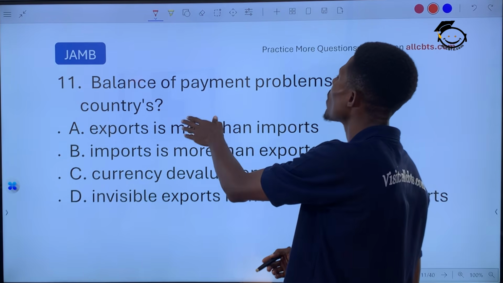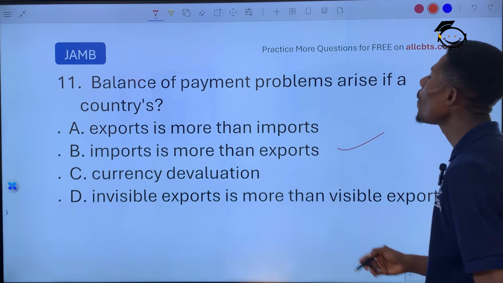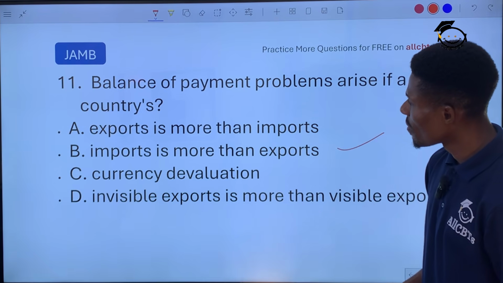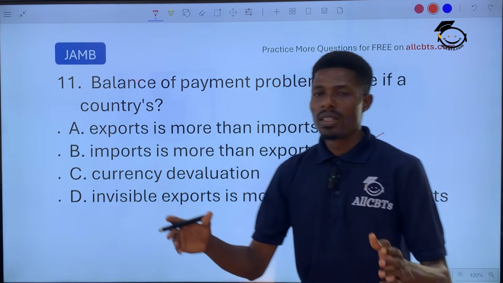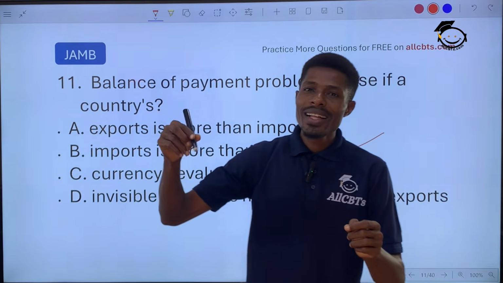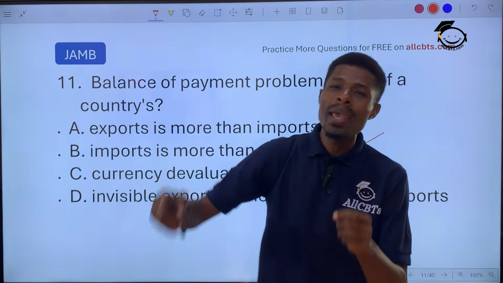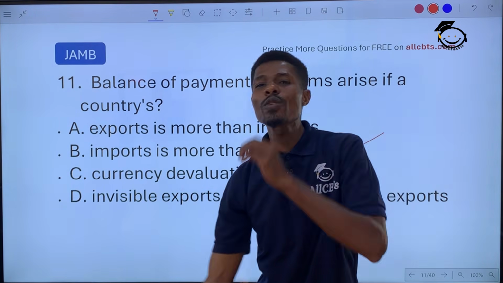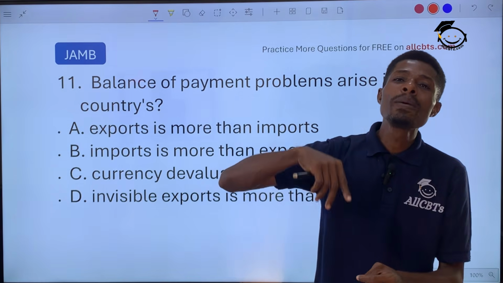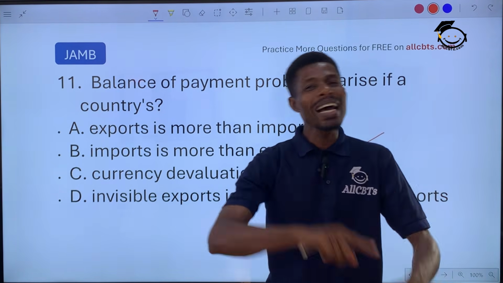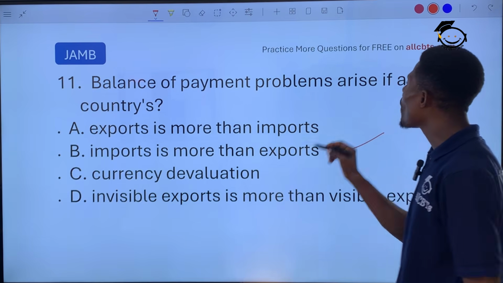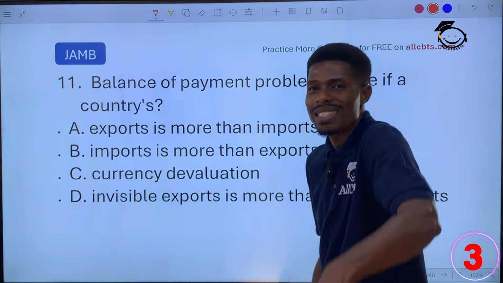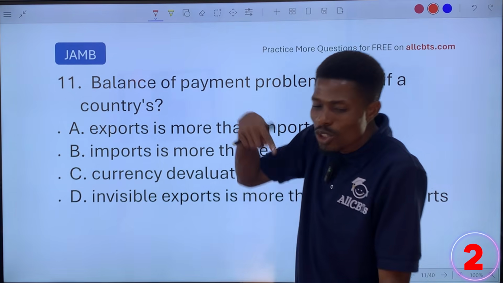Balance of payments, also called BOP, means that when goods are imported, that is, brought from another country into the country, if the goods brought in are more than the goods being taken out, there will be problems in the balance of payments. Why? There will be a deficit in payments. Deficit means there will be a reduction in payments.